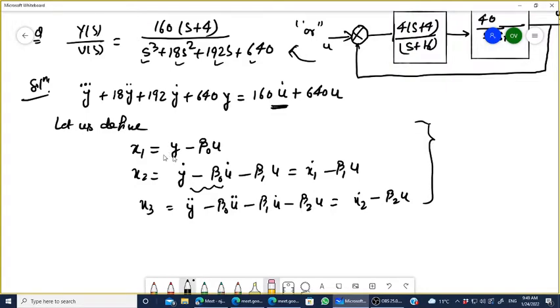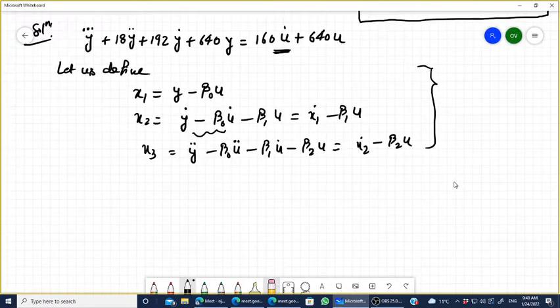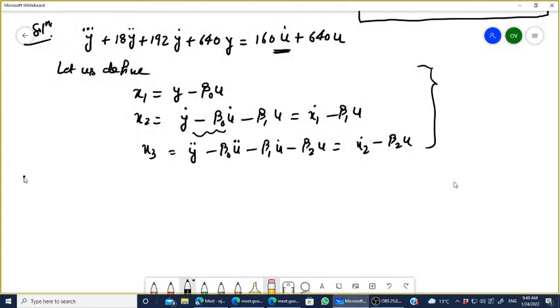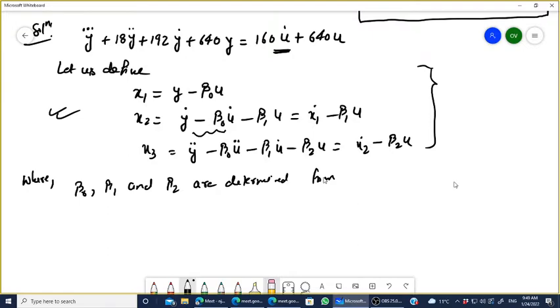Any problem, anyone? Where we have defined beta naught, beta 1 and beta 2, they are determined from this equation. Let's say this is equation number 1, this is equation number 2.